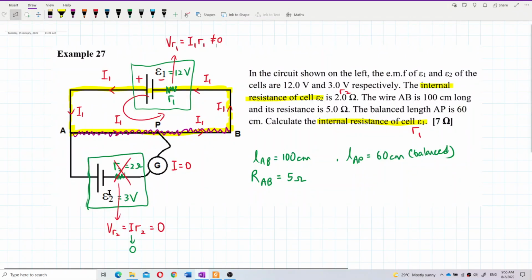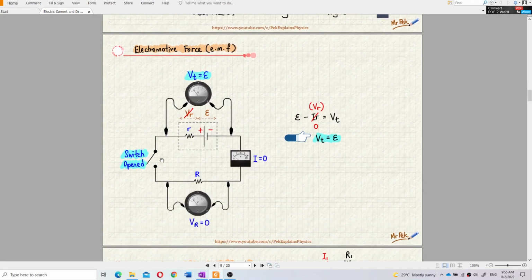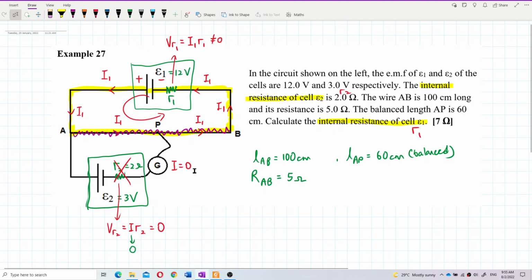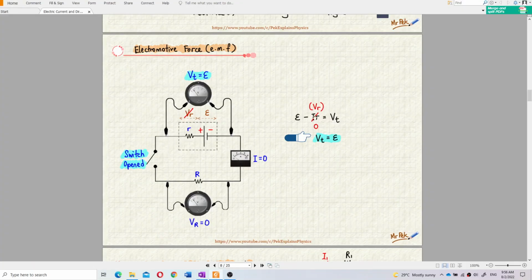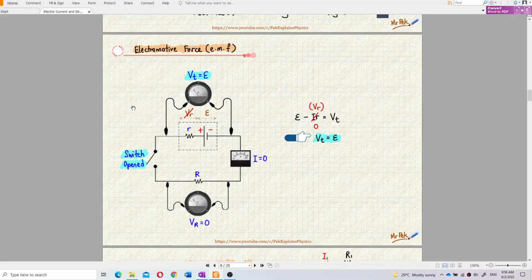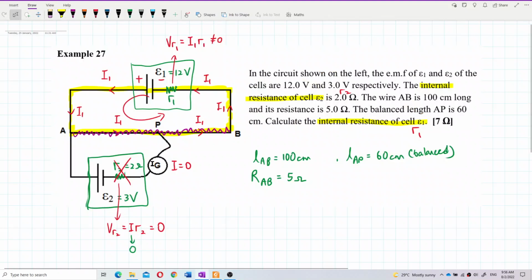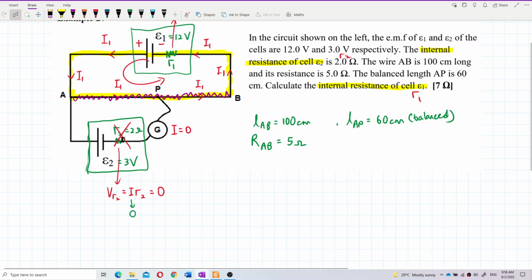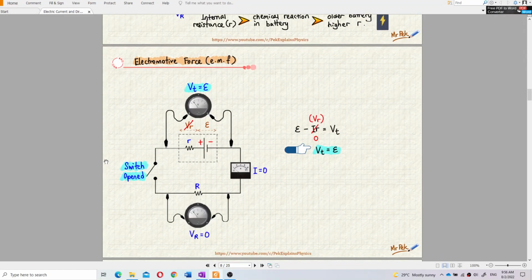Whereas the bottom part has no current. It's like the switch open. With no current, there's no potential drop across internal resistance. VR equals zero, just like this one. IR also equals zero. So in short, the top part is like the switch closed, and the bottom part is like the switch open.